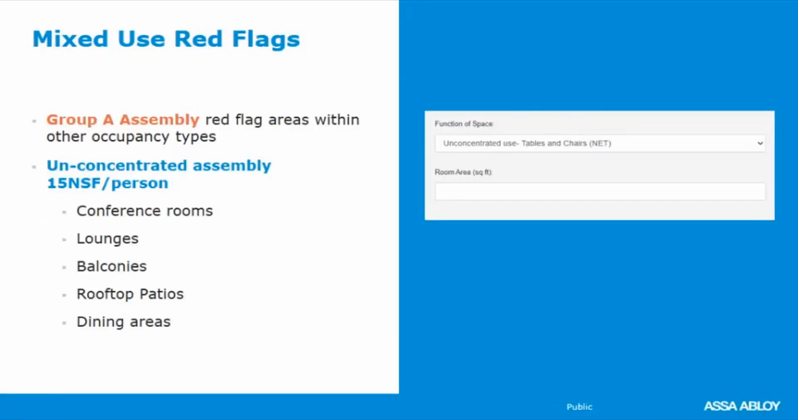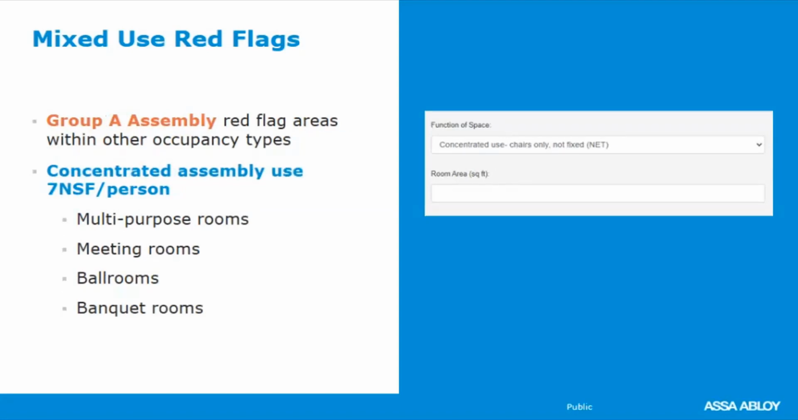We talked about mixed use a little bit earlier. Some areas that could be red flags in business occupancies or other types of occupancies that could be considered Group A assembly, which would have the more restrictive hardware requirements. You would use the unconcentrated assembly calculator if you have a room that has tables and chairs, a conference room, lounges, balconies, rooftop patios, and dining areas. And then at 15 net square foot per person, if the occupant load is over 50, then it is assembly, and you would treat the hardware based on assembly occupancy.